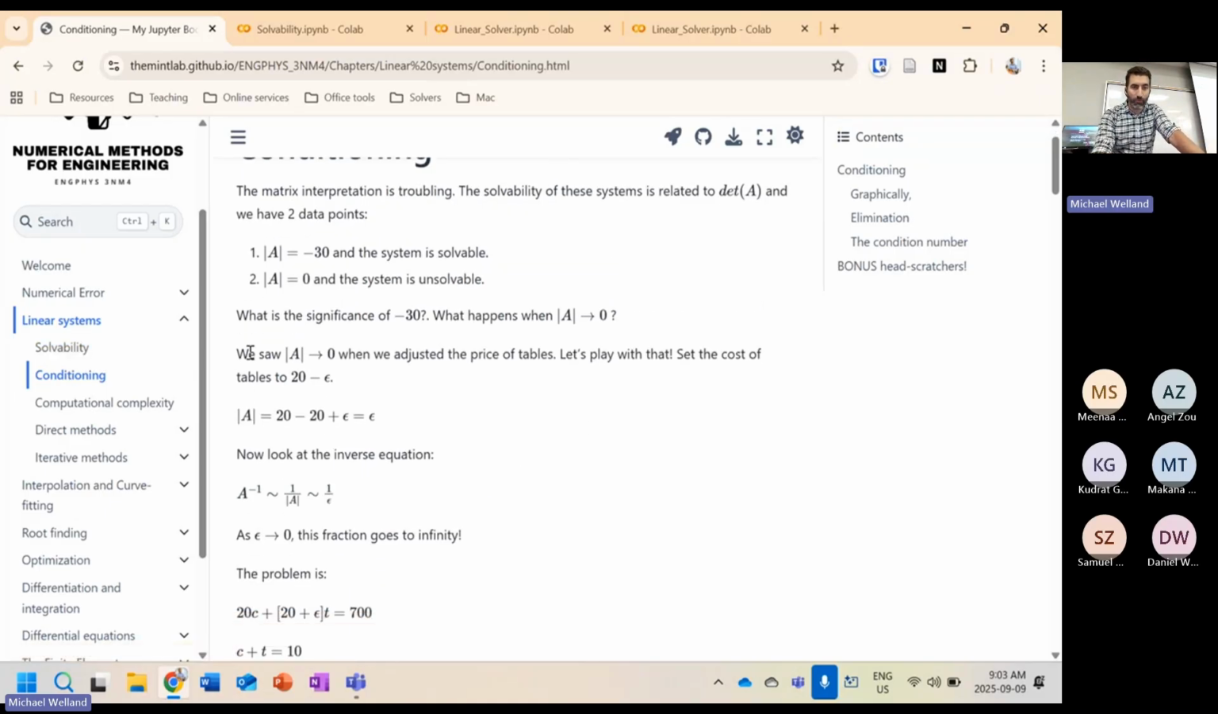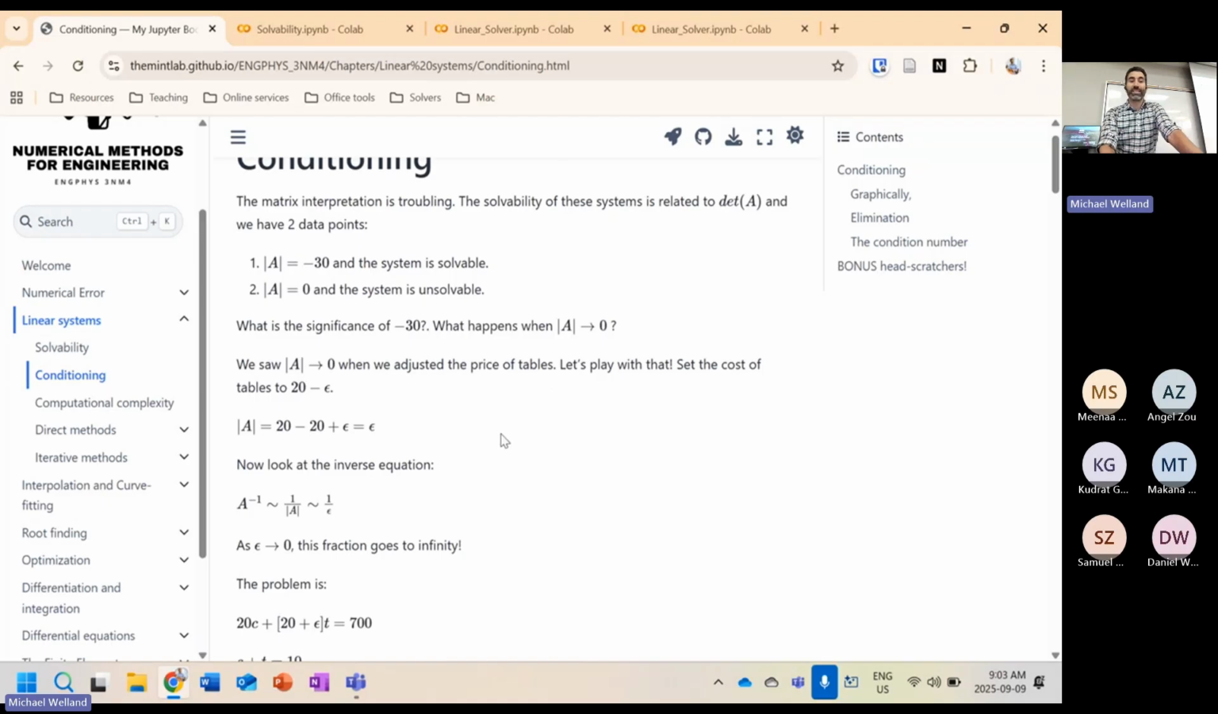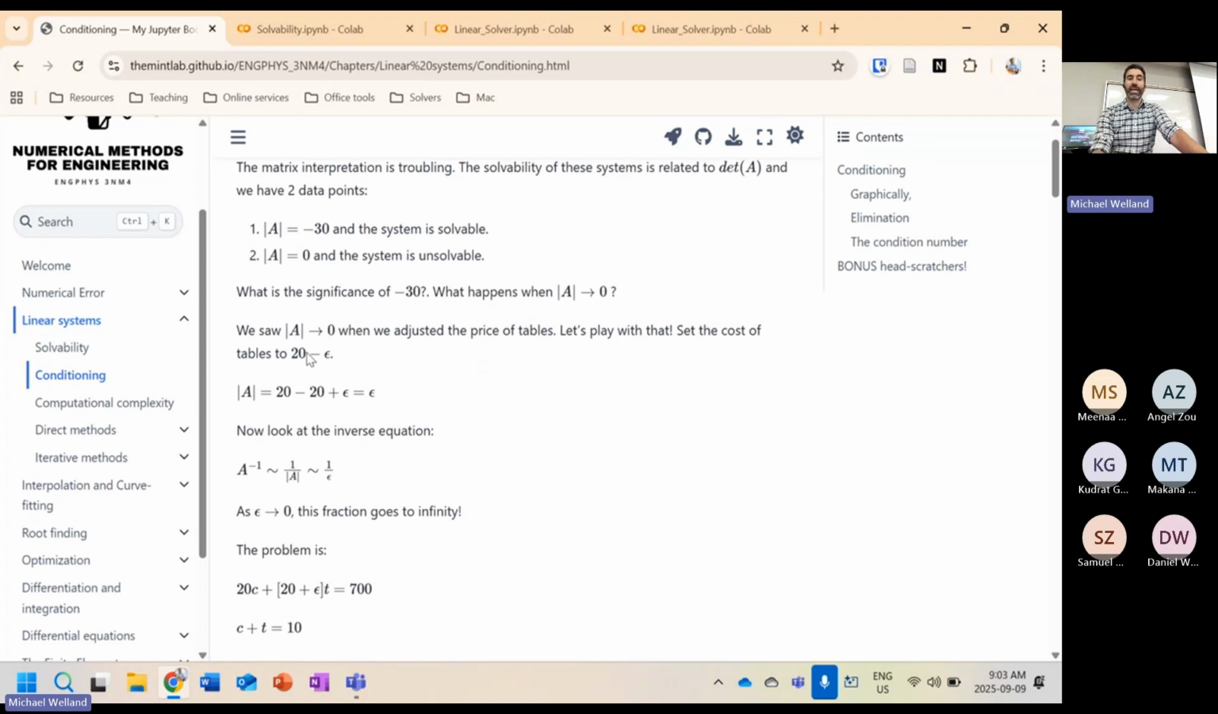So let's do this a bit more formally. We saw that the determinant goes to 0 when you adjust the price of tables. Let's play with that. We're going to set the price of tables to 20 minus epsilon, where epsilon is just a constant we're going to play with. Epsilon typically is something small. In numerical methods or computation, some people call that machine precision. It's a very small number. Sometimes people say it's the round off, the point where round off comes in. If tables are equal to, instead of 50, 20 minus epsilon, you grind through your math.